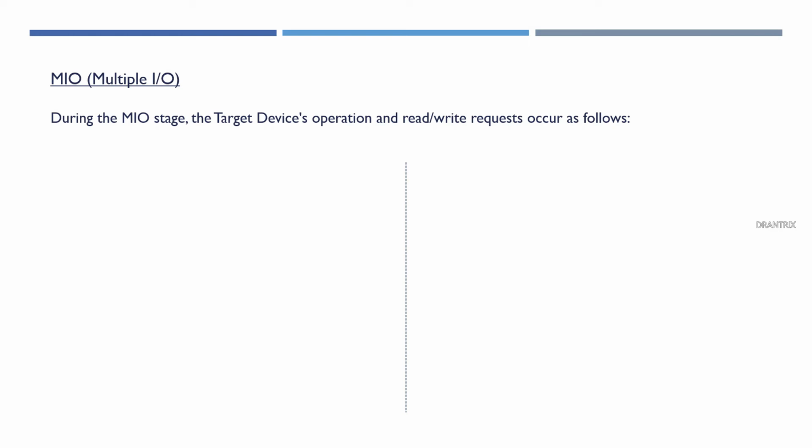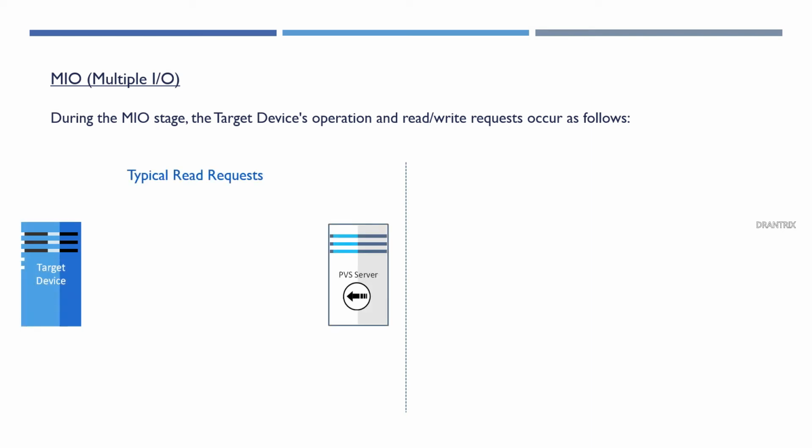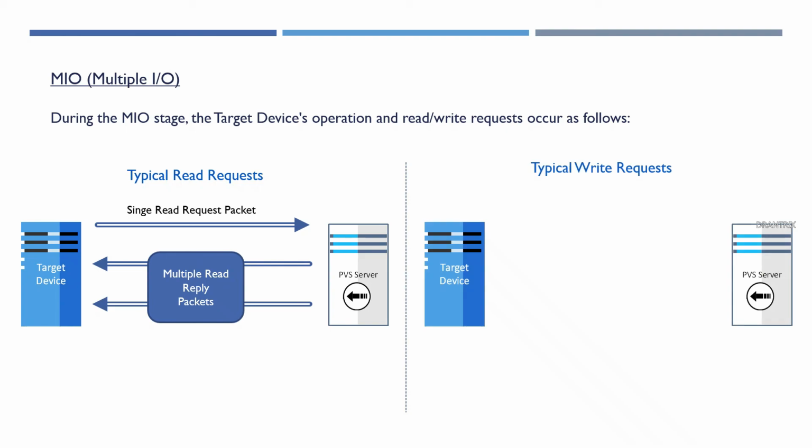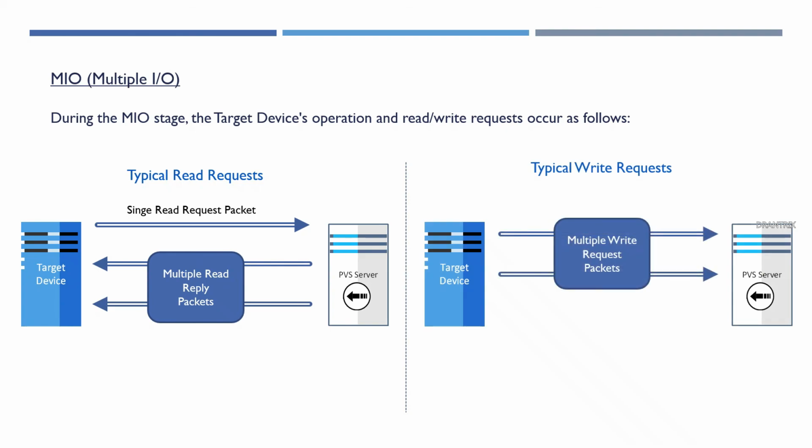During the multiple IO stage, the target device's read and write requests occur as follows. In a typical read request, a single read request packet is sent from the target device to the PVS server, and in response, multiple read reply packets are sent by the PVS server to the target device. In a typical write request, multiple write request packets are sent to the PVS server by the target device, and in response, the PVS server gives a single write reply confirmation packet.